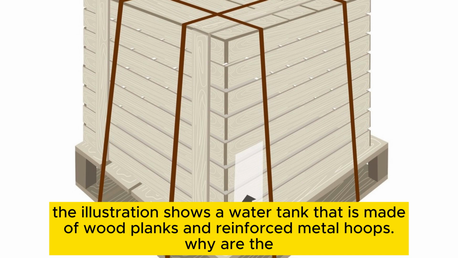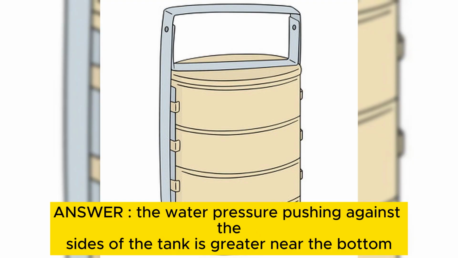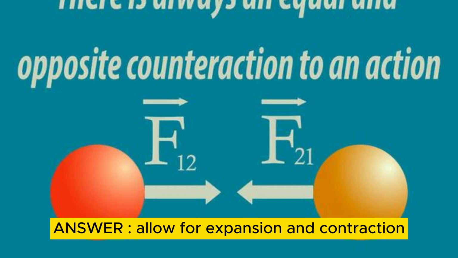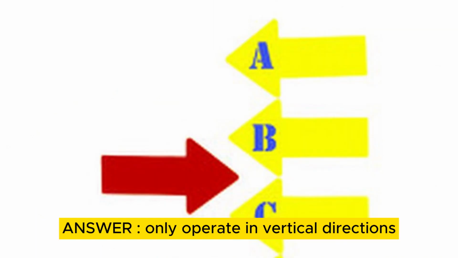The illustration shows a water tank that is made of wood planks and reinforced metal hoops. Why are the hoops closer together near the bottom of the tank? Answer, the water pressure pushing against the sides of the tank is greater near the bottom. Spaces are placed between slabs of concrete in city sidewalks to, answer, allow for expansion and contraction. Is it true that frictional forces only operate in vertical directions?